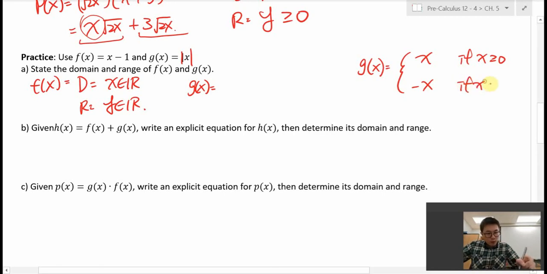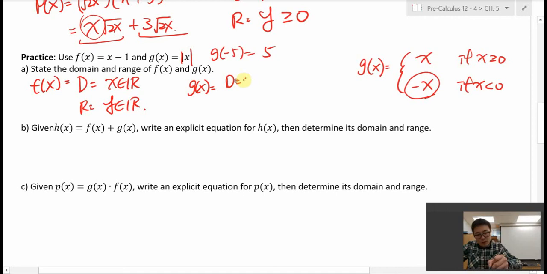But if x was negative, then the function actually becomes negative x, because if x was negative 5, we know g of negative 5 is going to be positive 5, right? So if x was negative, to make it positive, you simply throw a negative sign in the front to make it positive. So this is a piecewise function. So g of x is going to be like this. Now, the domain is still all real numbers, right? You can still have any kind of x value. However, range in this case will be bigger than or equal to 0, right? Because we are making everything positive here. Okay, so that part hopefully you get.